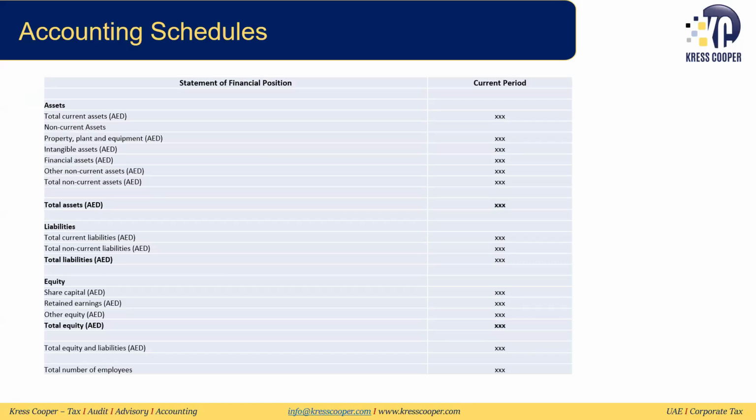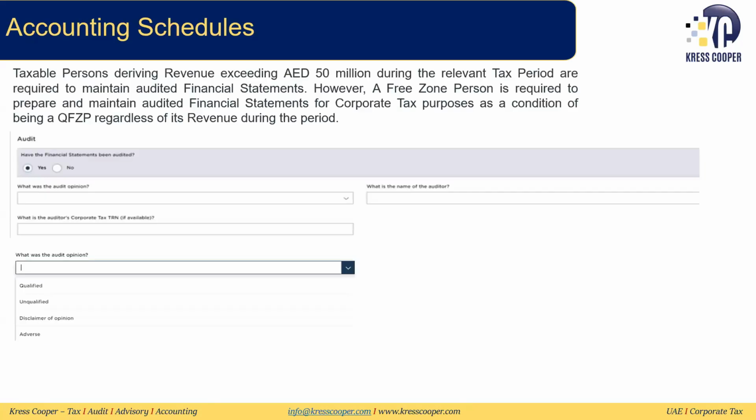So then the assets, then they're asking for the liabilities the same way. For the total current liabilities, total non-current liabilities, then the equity, and then one piece of information which they're requiring here is the total number of employees. So this information will need to be provided.